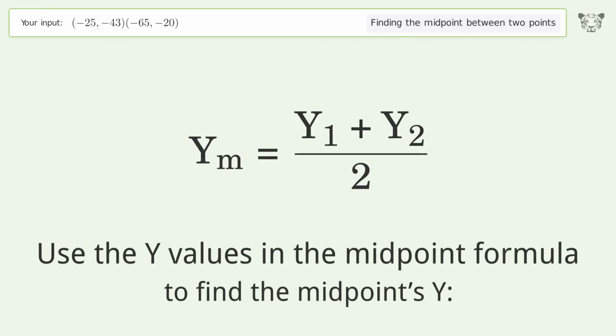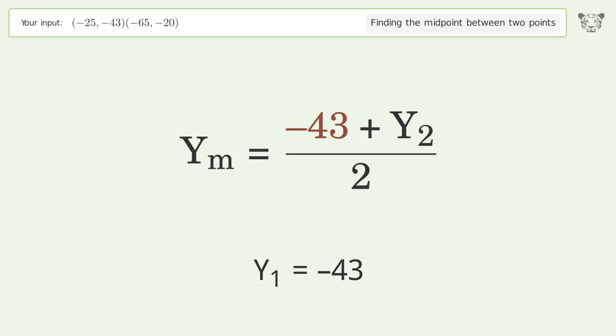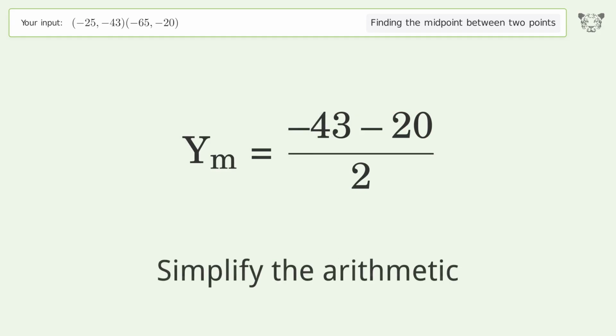Use the y values in the midpoint formula to find the midpoints y. y1 equals -43. y2 equals -20. Simplify the arithmetic.